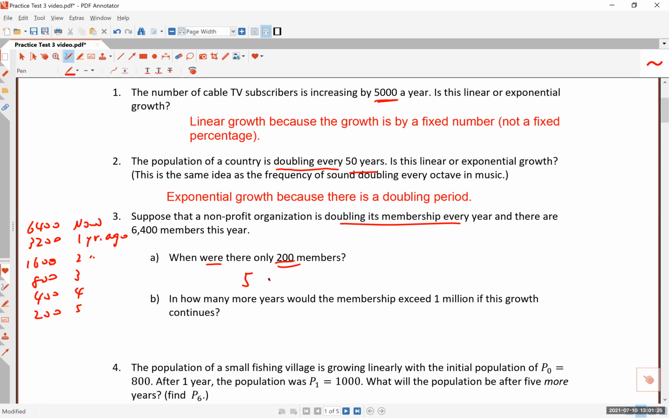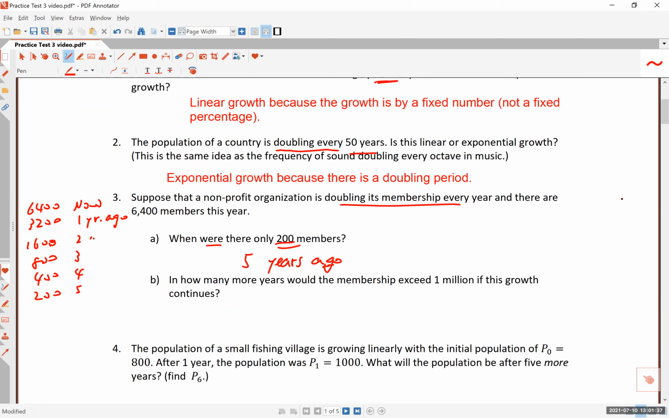So this is 5 years ago, right? And you say, well, this is such a manual way of doing this. Isn't there a better way of doing this? Yeah, and maybe we can talk about this after we do B. In how many more years would the membership exceed 1 million if this growth continues? And that sounds like a long time, right? So what we can do is come up with a general equation, a formula. What is P sub n? So n in this case, n is 0, meaning now.